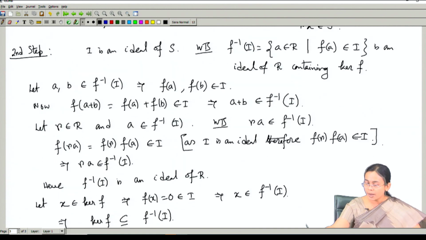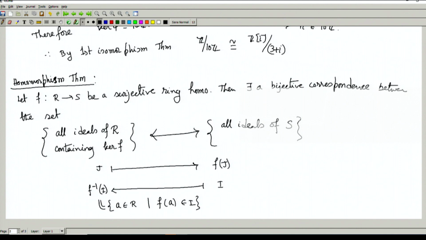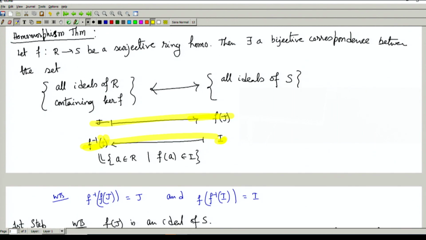So, let me just go back quickly, and what are the facts I have proved so far is the following. If I start with an ideal J, then if I map J to f of J, this is in fact an ideal, and if you start with an ideal I, then its pre-image f inverse of I is also an ideal in R which contains the kernel. Now, I will show that this correspondence is one-one and onto, that means bijective.